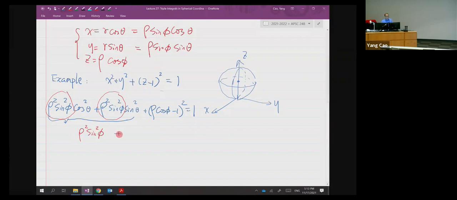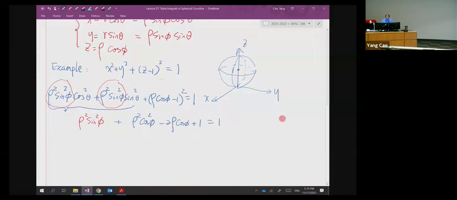Okay, that's your first two terms simplified to this. This term here, let's expand it, because this is (rho cosine phi minus 1) to the power of 2. So let's expand it: rho square cosine phi square minus 2 rho cosine phi plus 1 equal to 1. Okay, so expand that bracket and you get this expression.